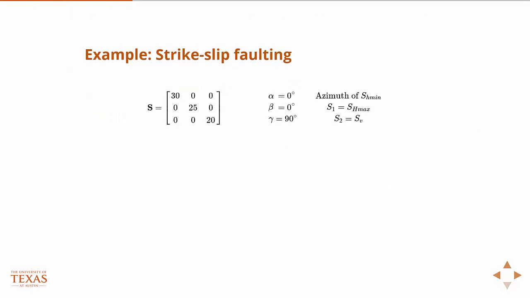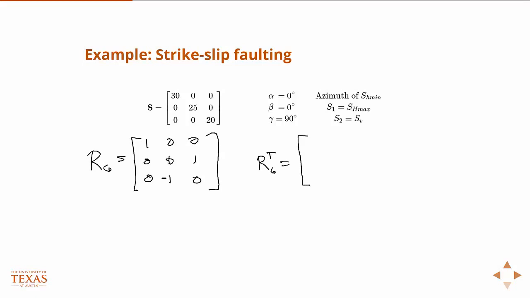All right, so anyway, what I was after was an RG that reduces to 1, 0, 0, 0, 1, I'm sorry, 0, 1, 0, minus 1, 0. All right, and so then what's RG transpose? When you take a transpose, you take the rows and the columns and you flip them, right? So the first column is going to be the first row, so that's 1, 0, 0. The second column is going to be the second row, so 0, 0, minus 1. And the third column is going to be the third row, 0, 1, 0.